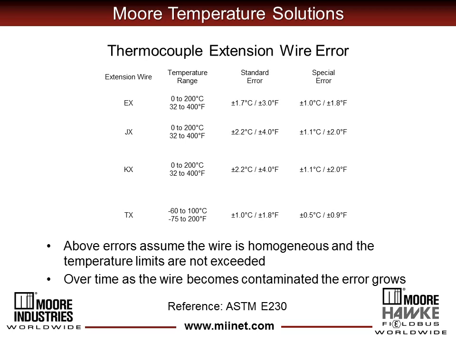These errors shown here are when the wire is new and pure. Over time, wire gets contaminated from the atmosphere in the plants, and perhaps the wire is exposed to temperatures greater than or lower than the ranges shown here. And in both cases, the error caused by the extension wire simply gets worse.